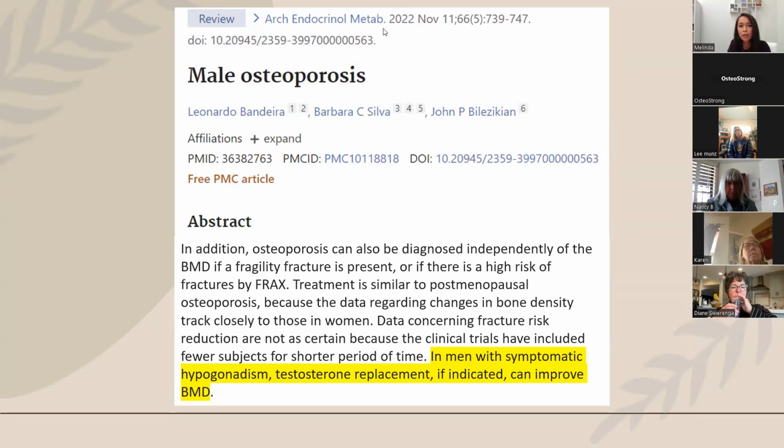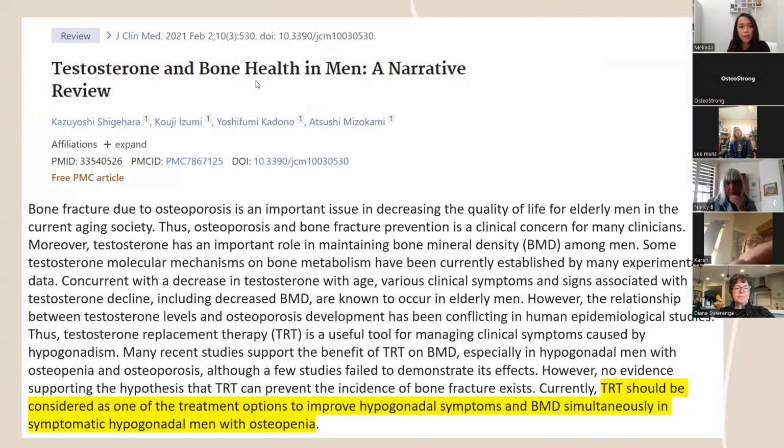2022 Archives Endocrinology Metabolism, male osteoporosis in men with symptomatic hypogonadism, testosterone replacement, if indicated, can improve bone mineral density. And then 2021 Journal of Clinical Medicine, testosterone and bone health in men. Testosterone replacement therapy should be considered as one of the treatment options to improve hypogonadal symptoms and bone mineral density simultaneously in symptomatic hypogonadal men with osteopenia.